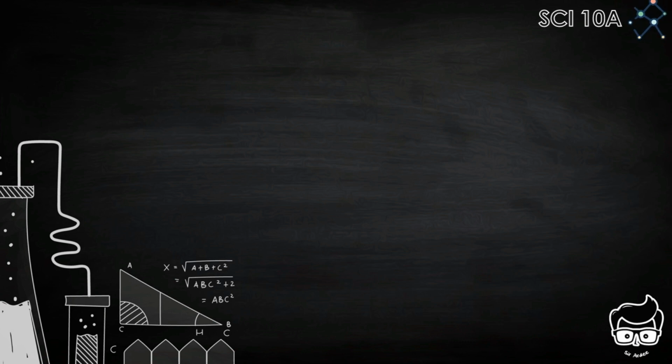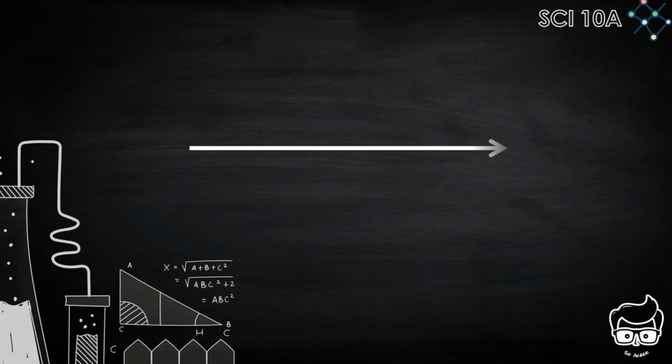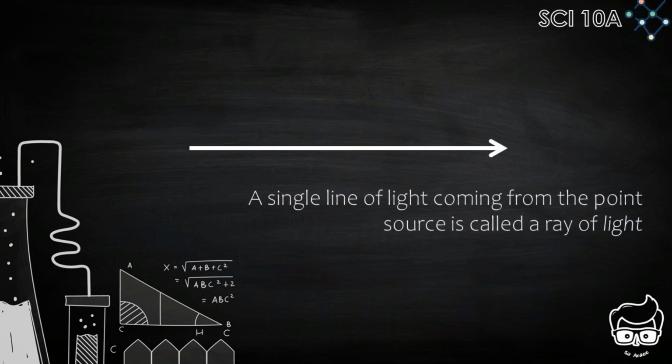If the source of light is a point, or can be considered a point, the light that comes from it will travel in all directions at the same time. Remember that light travels in a straight line. A single line of light coming from the point source is called a ray of light.